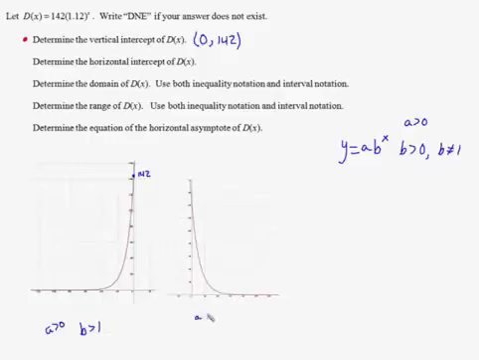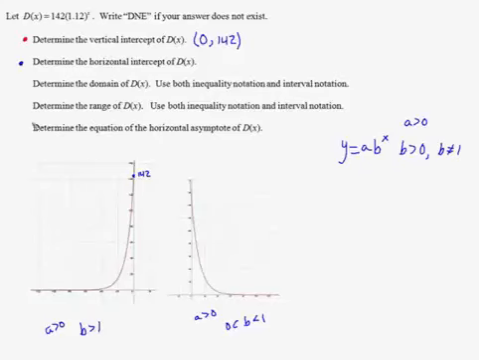So if a was positive and b was between 0 and 1, meaning positive, bigger than 0, but smaller than 1, your graph would decline like this. And notice they both have a horizontal asymptote here of y equals 0. Let me argue the horizontal intercept and the horizontal asymptote.